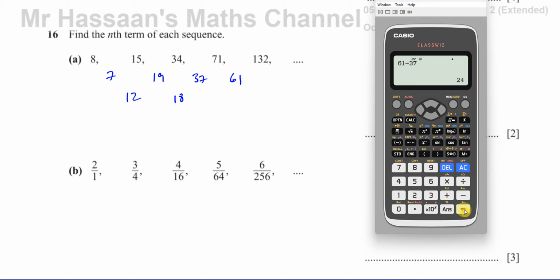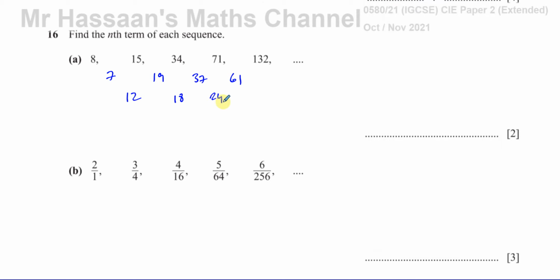And that doesn't give me a constant, so I know it's not a quadratic sequence. But in the next row, we can see 12 to 18 is plus 6, and 18 to 24 is plus 6. So it looks like it's got something to do with the third row of differences, and that means it's related to n cubed. With cubic sequences, if the number comes up as 6 like it does now, we know it's got something to do with n cubed.